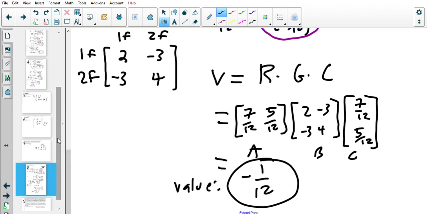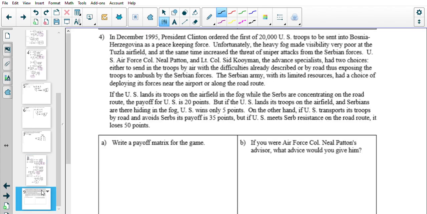Okay. Last but not least, we have question number 4. Okay, question number 4 is a word problem. Very timely. In December 1995, President Clinton ordered the first of 20,000 U.S. troops to be sent into Herzegovina as a peacekeeping force. Unfortunately, the heavy fog made visibility very poor at the Tuzla airfield, and at the same time increased the threat of sniper attacks from the Serbian forces.